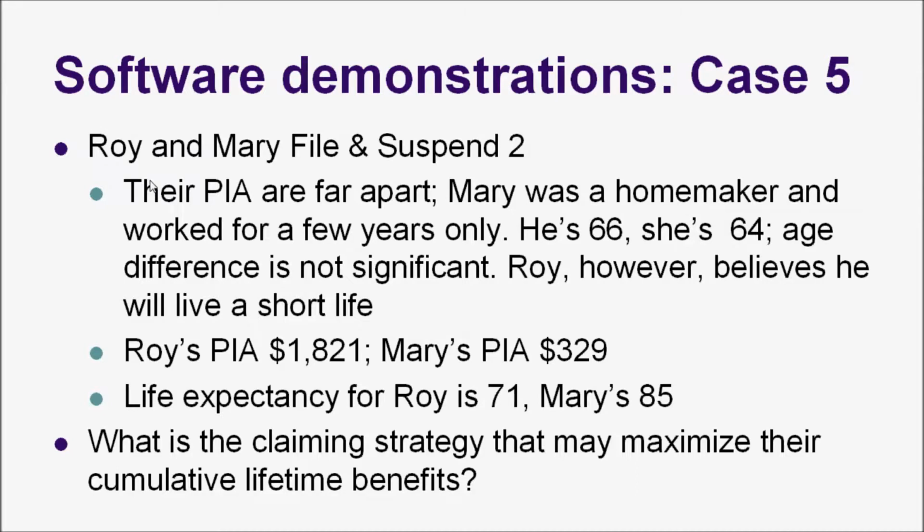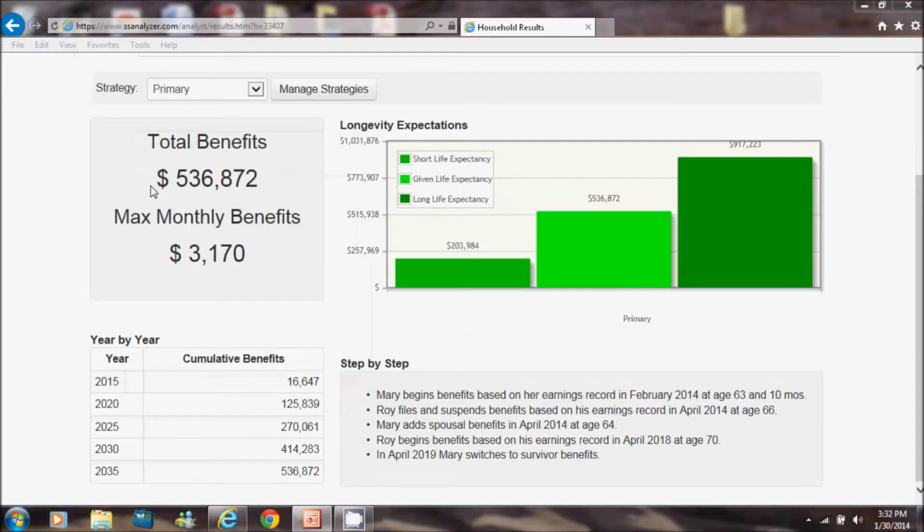His primary insurance amount at age 66 is $1,821. Mary's is $329. Roy expects to live until age 71 and Mary to age 85. Now the question again is, which is the claiming strategy that will maximize their lifetime cumulative benefit? As usual, I entered all the numbers and ran the projection.